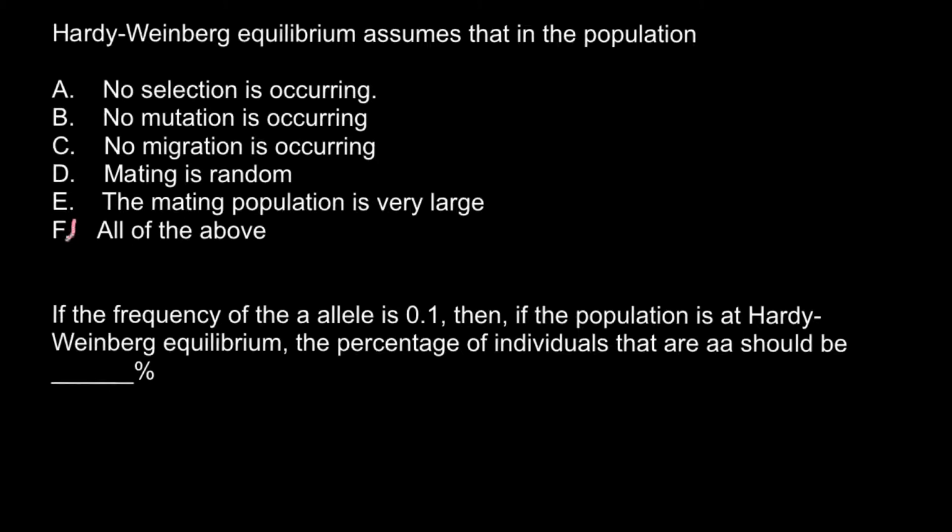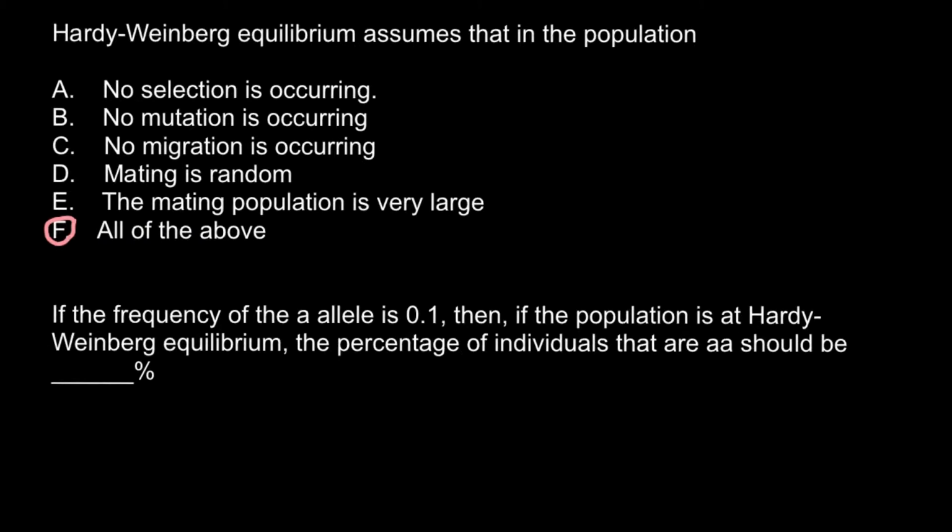All of the above postulates describe exactly the situation when a population is in equilibrium. And what does it mean? It means that all the genotype frequencies stay the same generation after generation.